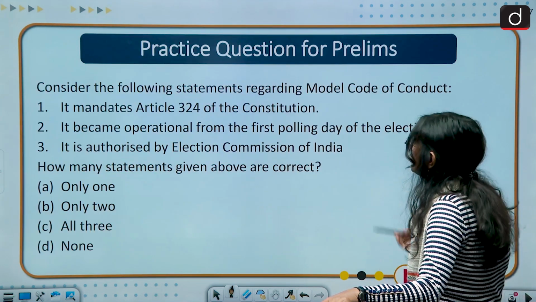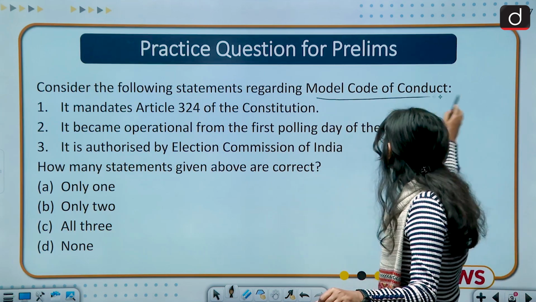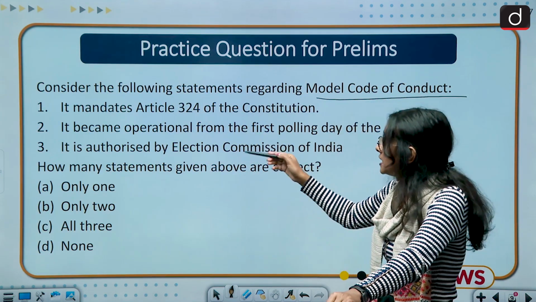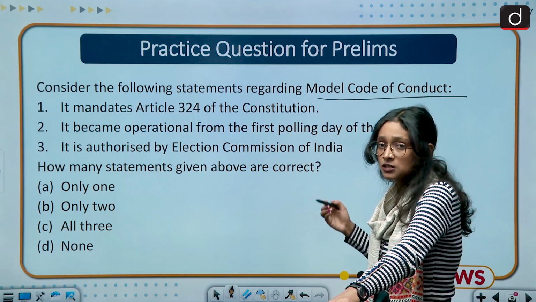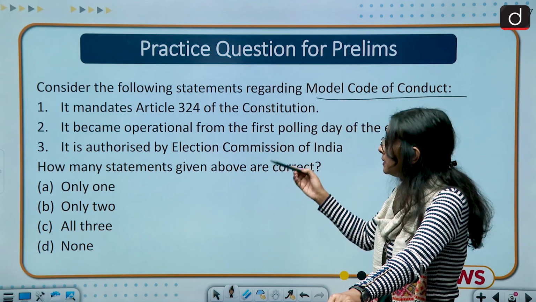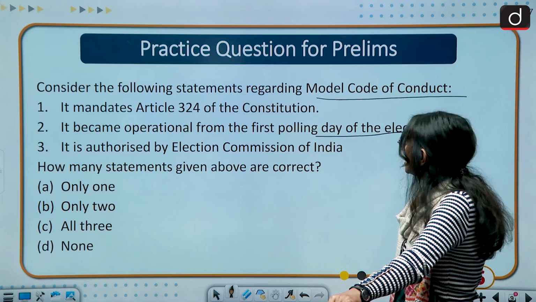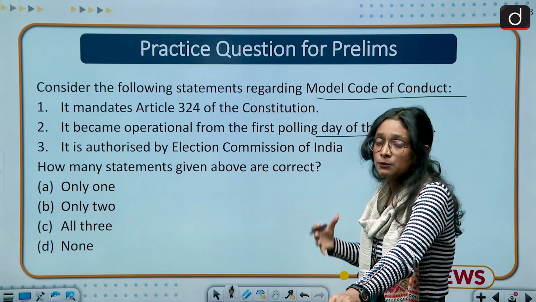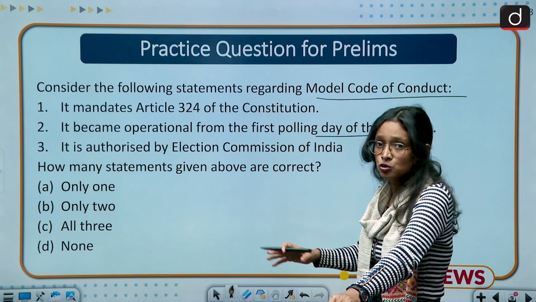The next slide is about a practice question for prelims, and this question is related to the Model Code of Conduct. The first statement is that it is mandated by Article 324 of the Constitution. So you must know what Article 324 of the Constitution is. The second statement is that it became operational from the first polling day of the election. When it comes to the Model Code of Conduct, you should know on which day it becomes operational and on which day it ends. You should know this nitty-gritty.